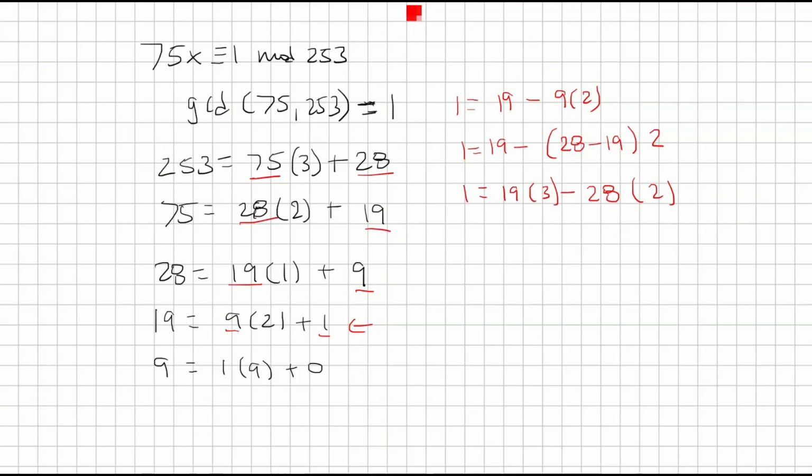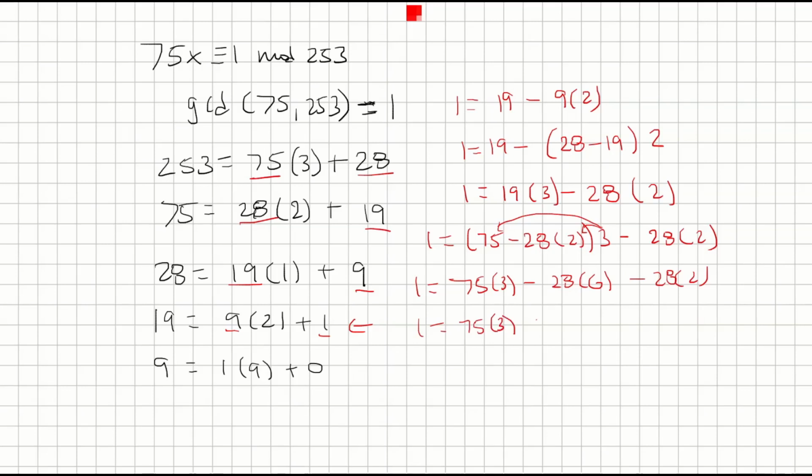Like that. And then we go backwards. So 19 is equal to 75 minus 28 times 2. That's going to be times 3 minus 28 times 2. So this one I'm going to distribute. So I have 75 times 3, I distribute the 75 with the 3, and then 28 times 6 minus 28 times 2. So think of this as like 6 copies of 28, 2 copies of 28. Combine those, I have 8 copies of 28.